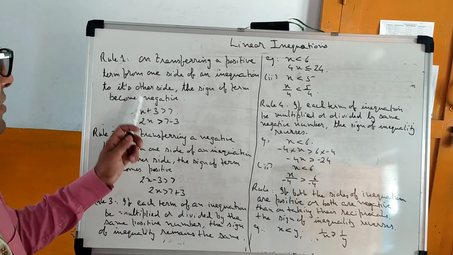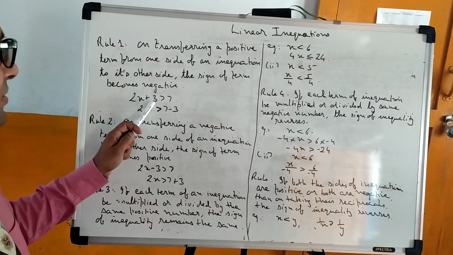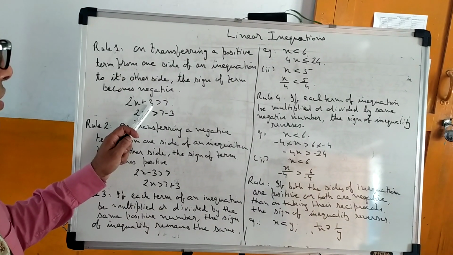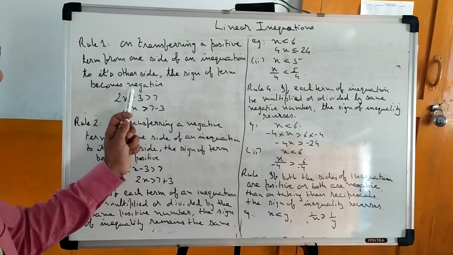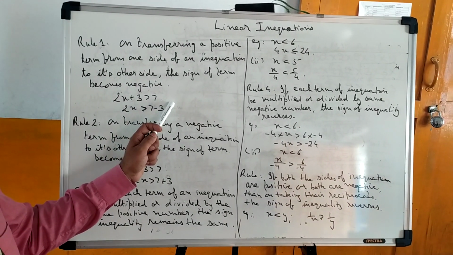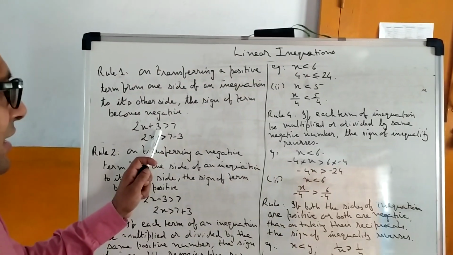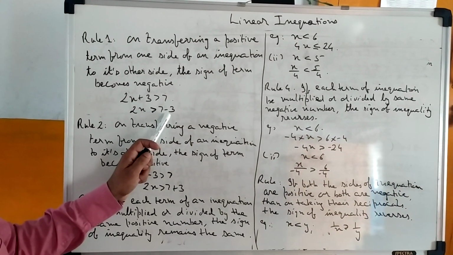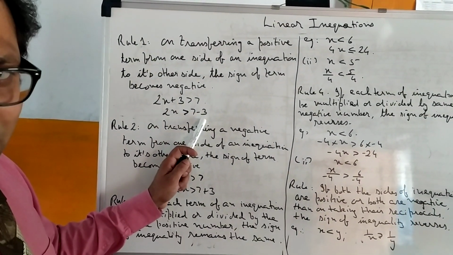So what is said here: when a positive term of one side, suppose this plus 3 is a positive term of one side of an inequation, is transferred to the other side, then what will happen? The sign will become negative, its sign will change, you see. It is here plus 3, and on this side it will become minus 3.